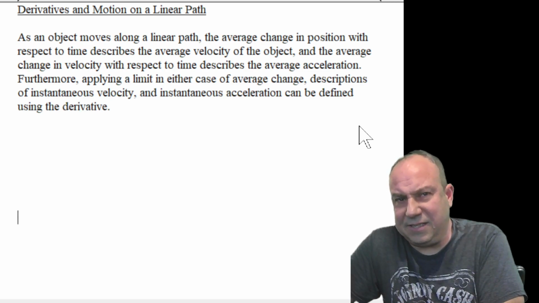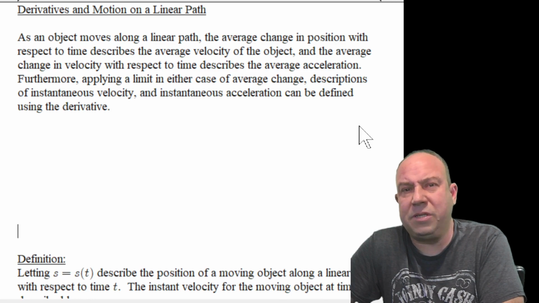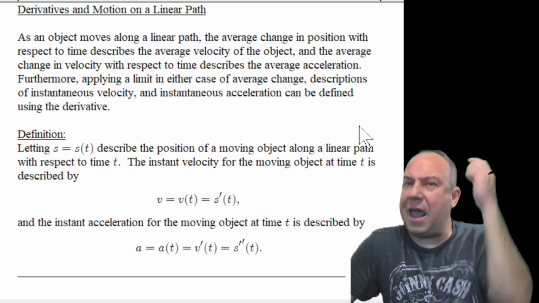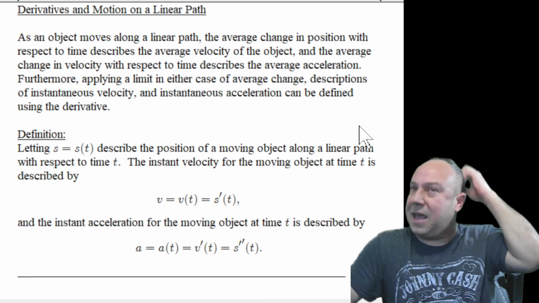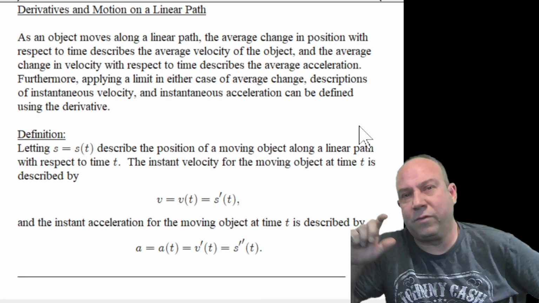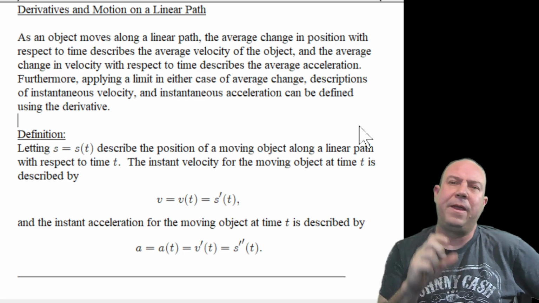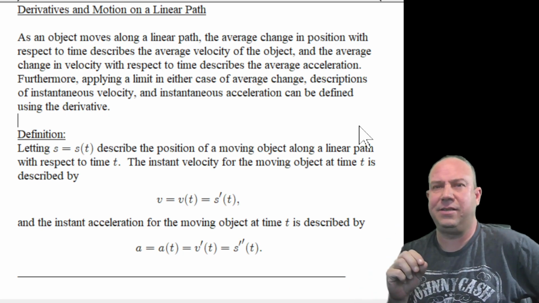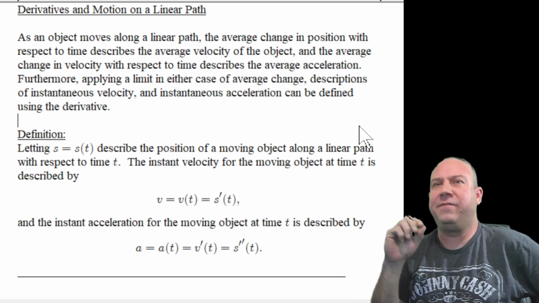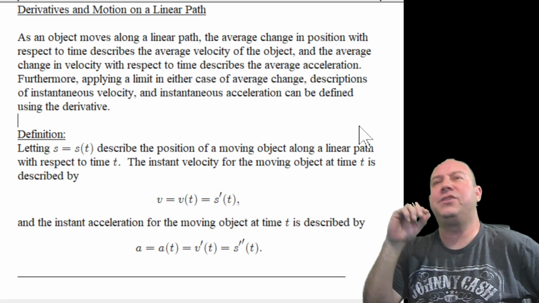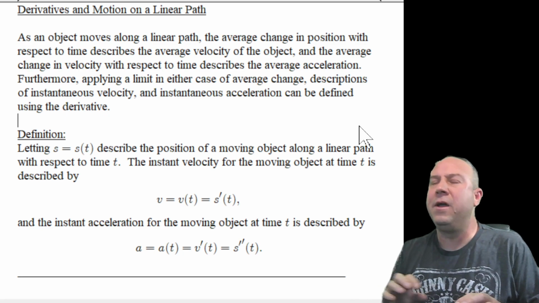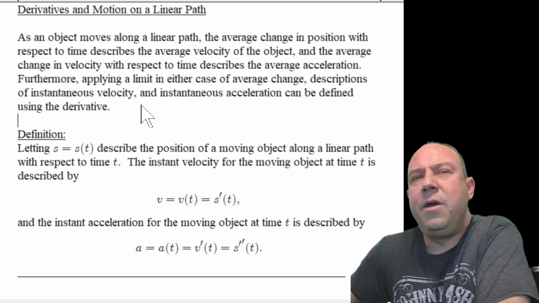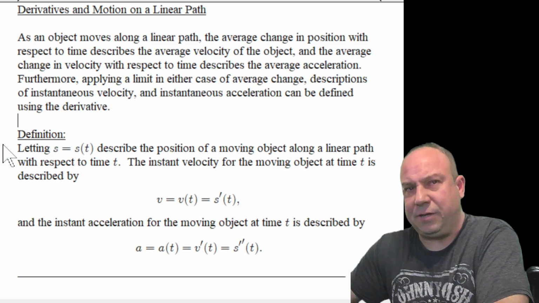And when this is done, what we can define for a position function is not only the average velocity and average acceleration over some particular interval, we can actually calculate the instantaneous change in velocity and instantaneous change in acceleration, what are known as the instant velocity and instant acceleration for that description of position.